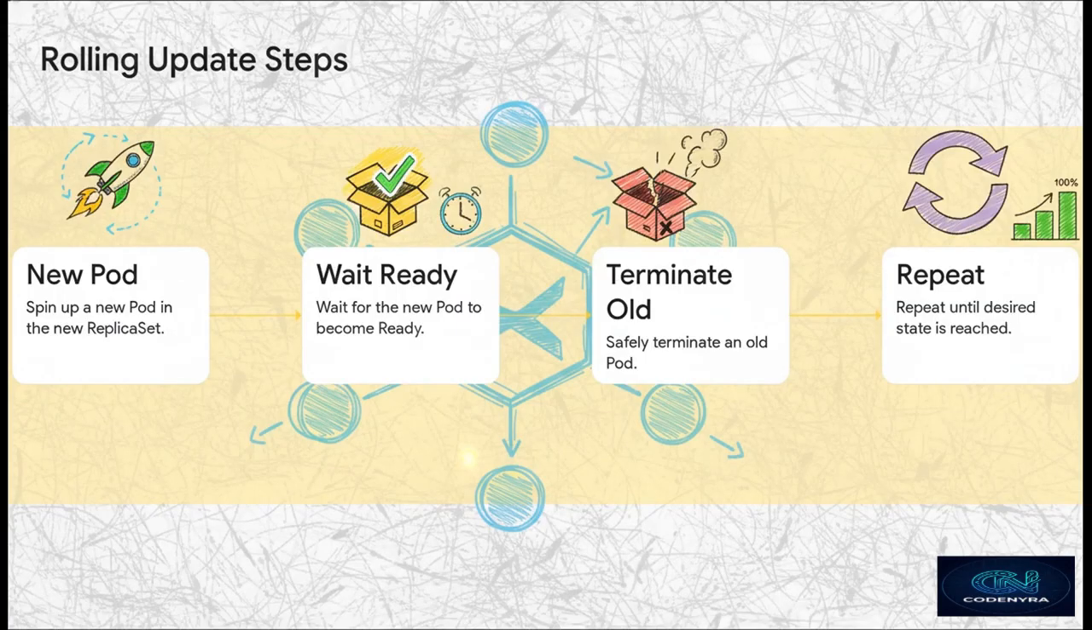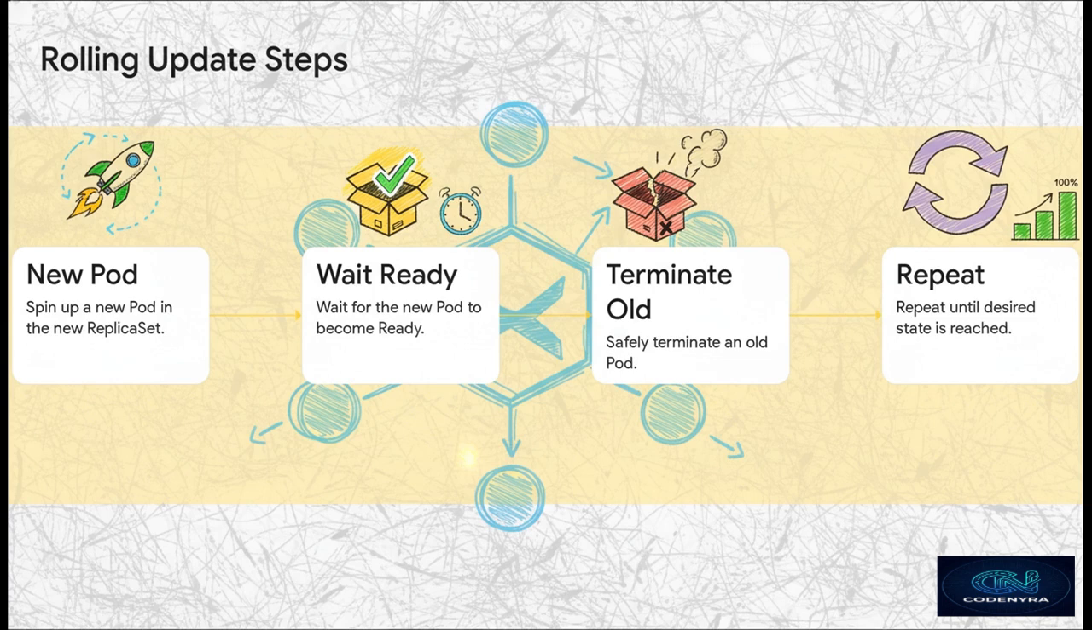Let's look at the progressive nature of a rolling update in action. It really is like a carefully choreographed dance. Step 1, it spins up a new pod in the new replica set. Step 2, it actively waits for that new pod to report as ready and fully capable of handling traffic. Step 3, it safely terminates an old pod in the old replica set. And step 4, it just repeats this entire sequence until 100% of your desired state is reached.